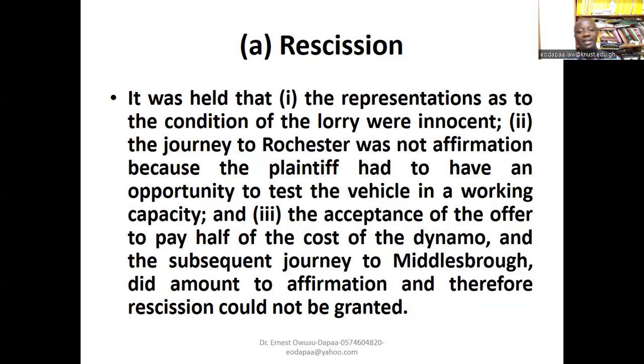And the court held, one, that the representations as to the condition of the lorry were innocent, and two, the journey to Rochester was not affirmation because the plaintiff had to have an opportunity to test the vehicle in a working capacity. And three, the acceptance of the offer to pay half the cost of the dynamo and the subsequent journey to Middlesbrough did amount to affirmation, and therefore rescission could not be granted.